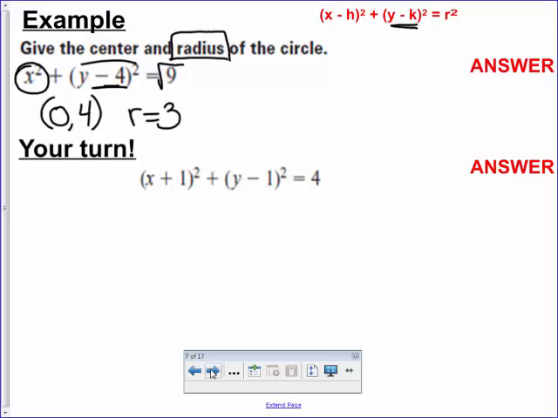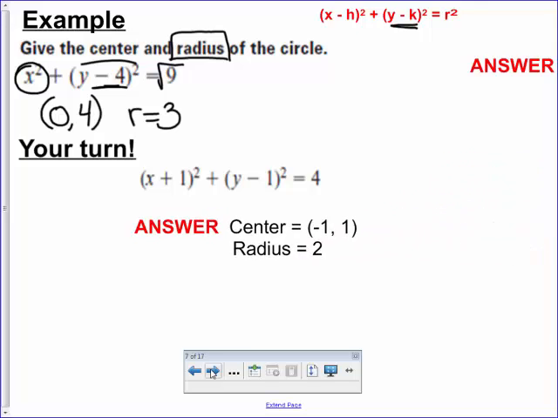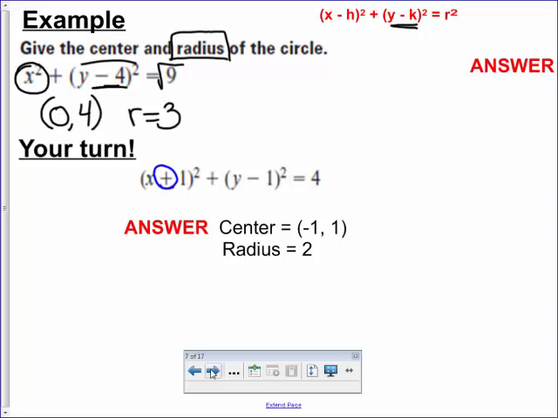So go ahead and see if you can get the answer to the next one for the radius and the center of the circle. Hopefully you've gotten this answer. The center is negative because that's a plus, it'll be −1. There's a minus, so it's almost like you're flipping the sign. So the center is (−1, 1), and then the square root of 4 gives you the radius as 2.